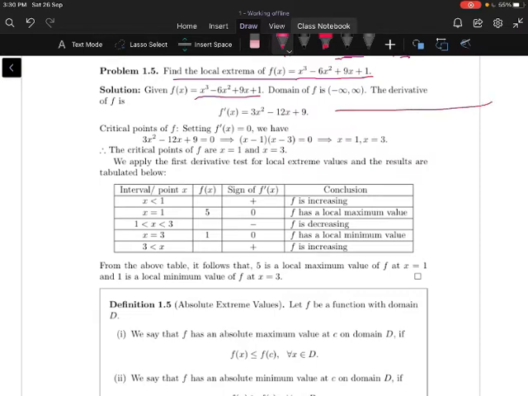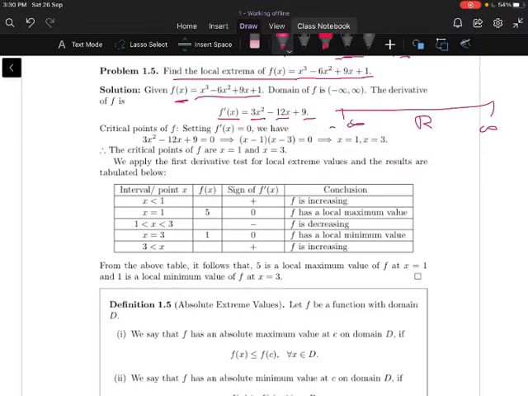The domain of this function is the whole real line, minus infinity to plus infinity. This function is defined for the whole real line. Therefore the domain of f is minus infinity to plus infinity. The derivative of f of x, that is f dash of x, differentiating x cube, is 3x square minus 12x plus 9.